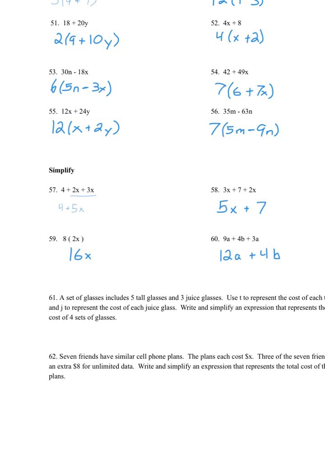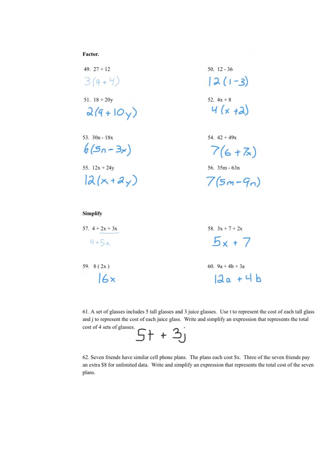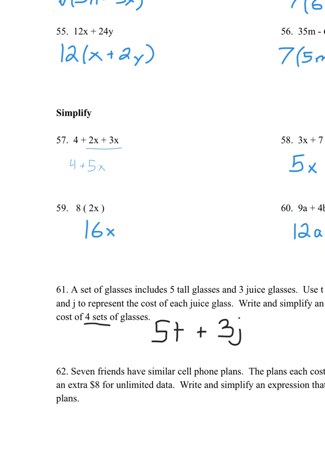So if we have 5 tall glasses, we'll show 5T because that shows that we have 5 glasses and the T represents the cost of each glass. So we have 5 times T, and then we're going to do the same thing with our juice glasses, which is going to be 3J. The reason we are adding here is because we are trying to find the total cost of the sets of glasses. However, remember, if we look back at the end of the problem, it says 4 sets of glasses.